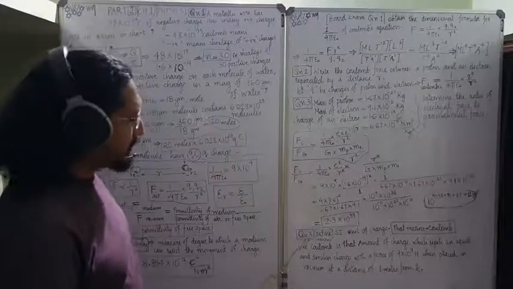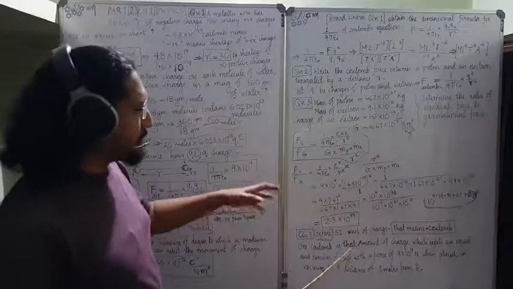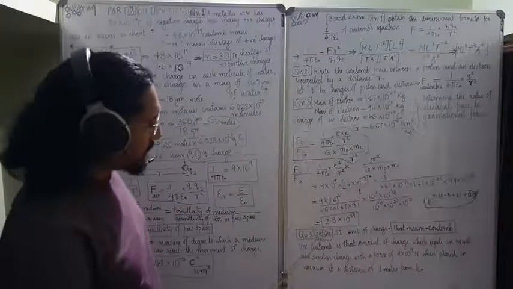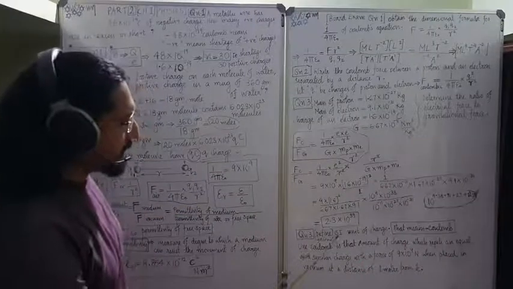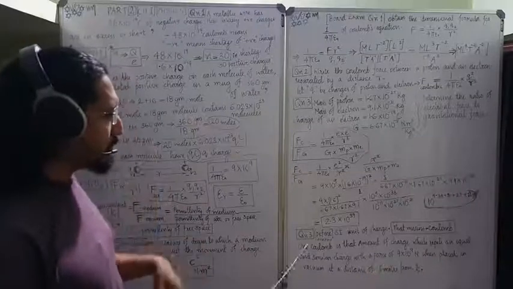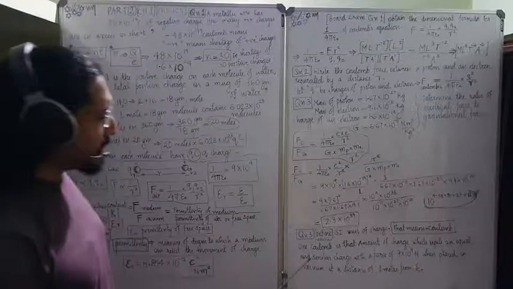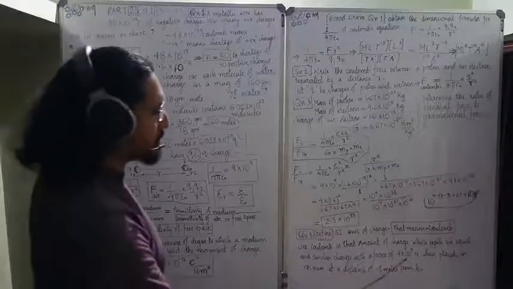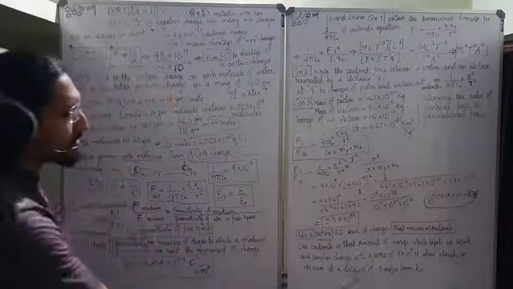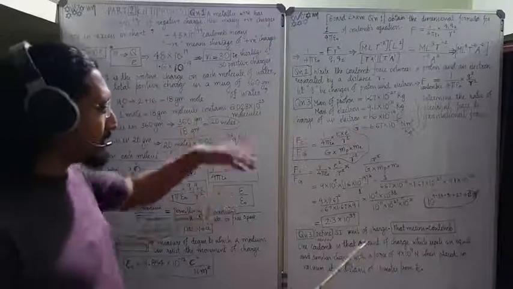That's it. And the third question is, because of the time constraint, it is becoming full of tension for me. So the third question is, define SI unit of charge. That means define a Coulomb. That means 1 Coulomb is that amount of charge which repels an equal and similar charge with a force of 9 into 10 raised to 9 Newton when placed in vacuum at a distance of 1 meter from it. What is that? Defining a Coulomb.